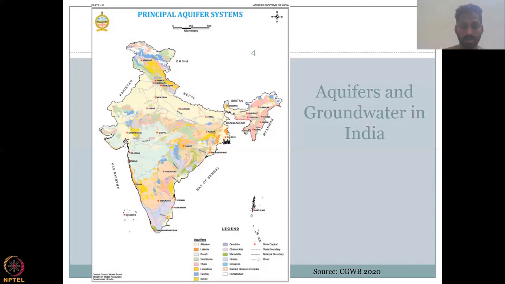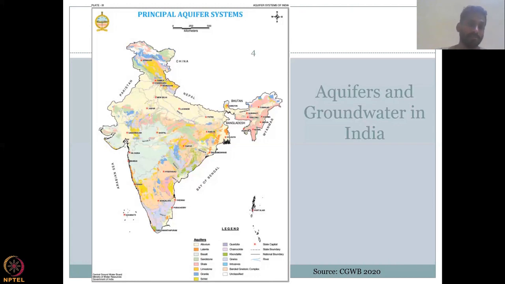Moving on, we also have shale along the northeastern region, pretty much covering the northeastern region. And here you have the hilly regions, schist formation, very, very hard rock, not much groundwater potential. All those are the Himalayan regions, and you would expect very little groundwater potential there.